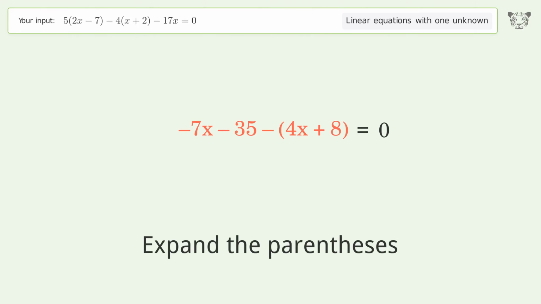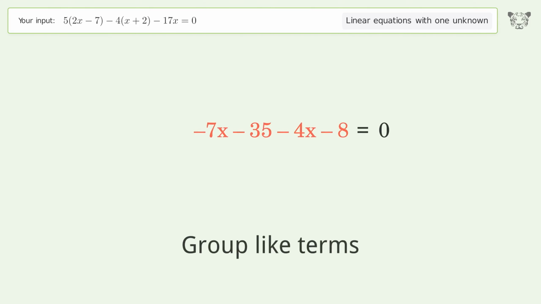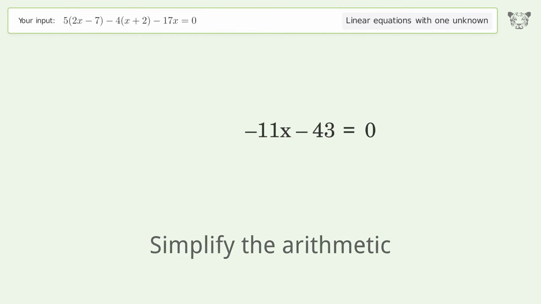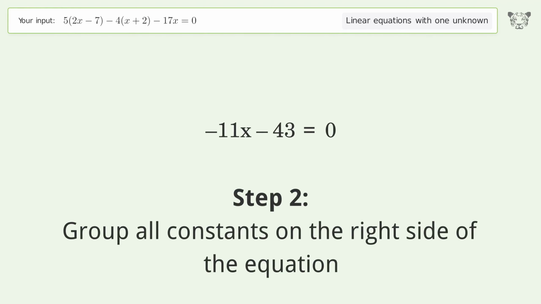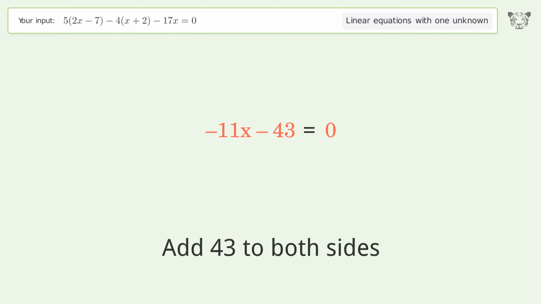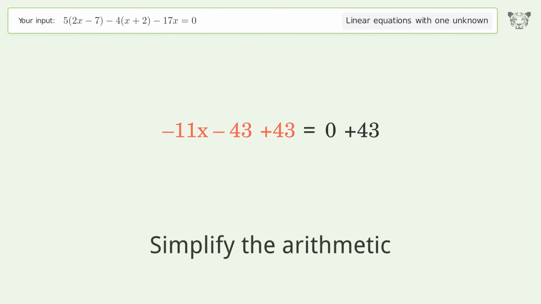Expand the parentheses. Group like terms. Simplify the arithmetic. Group all constants on the right side of the equation. Add 43 to both sides. Simplify the arithmetic.